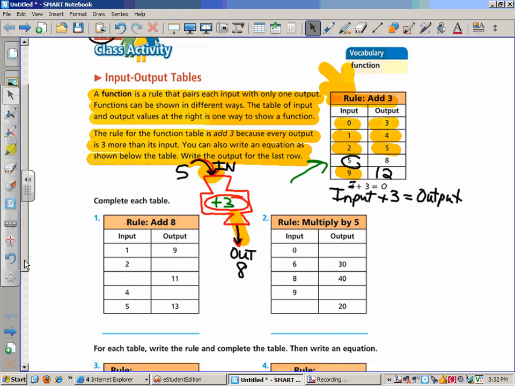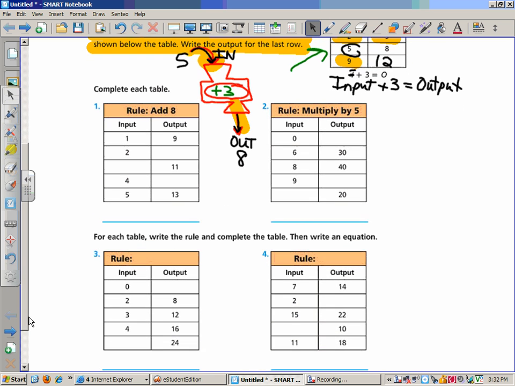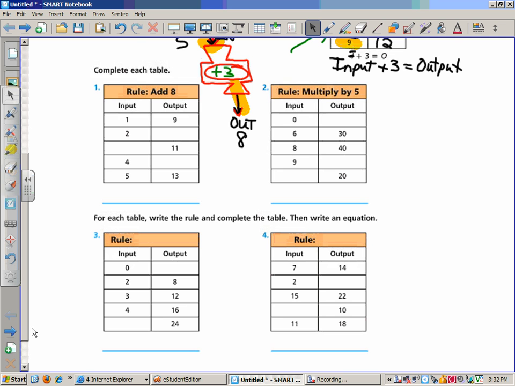So let's go down here and look at some function tables. So number 1, what we have is we have our rule already told to us. So the rule is add 8. Once again, you can think of that function machine in your head there. And 1 goes in, we add 8 to it, and out comes 9. Okay. Next we have 2 goes in, our rule is add 8, and out comes 10.